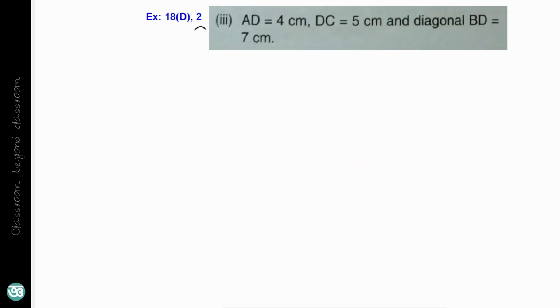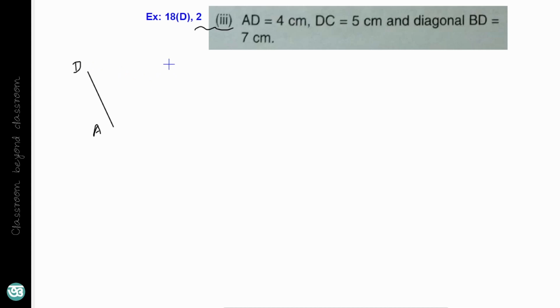Okay, question number 2-3. AD equal to 4 centimeter, DC equal to 5 centimeter, and diagonal BD is equal to 7 centimeter. So if we start with side AD, this is A and this is point D. From point D, we can construct an arc which will be equal to DC.